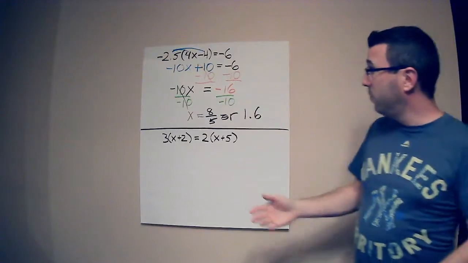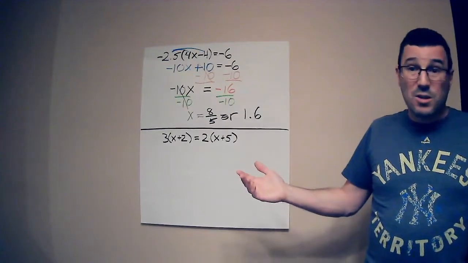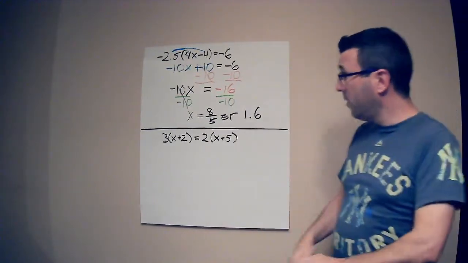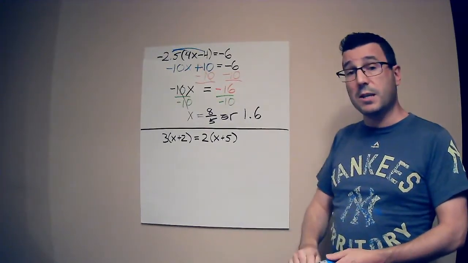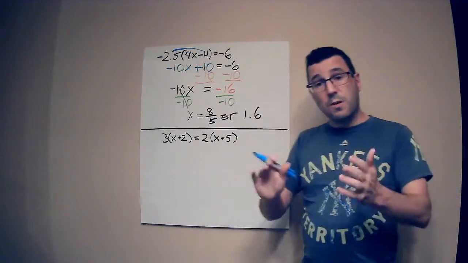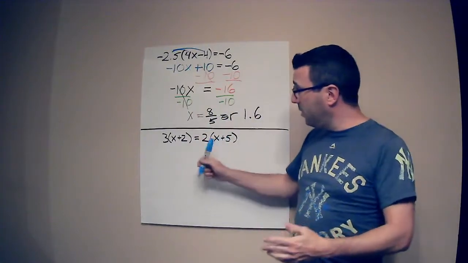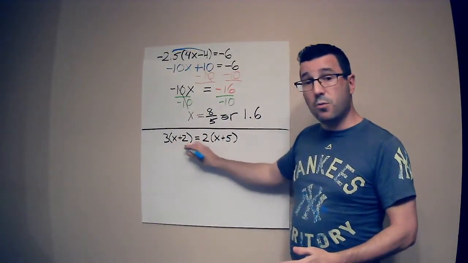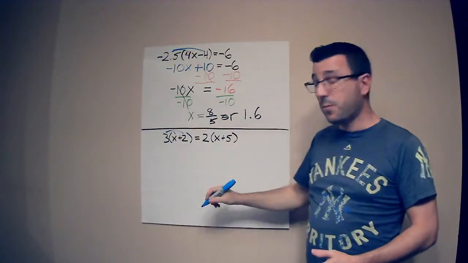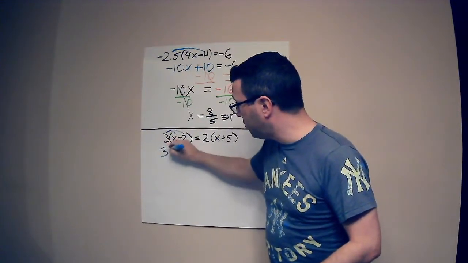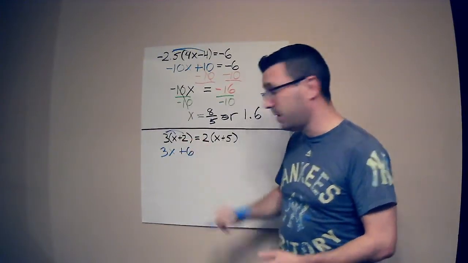My last example, we have distributive property on both sides of the equal sign. We're just going to do what we've been doing. 3 times the quantity x plus 2 equals 2 times the quantity x plus 5. You only focus on one side at a time. I'm not going to distribute all over the place. This 3 only goes to what's in this parentheses. So 3 times x and 3 times 2. 3 times x is just 3x. 3 times 2 is a plus 6.